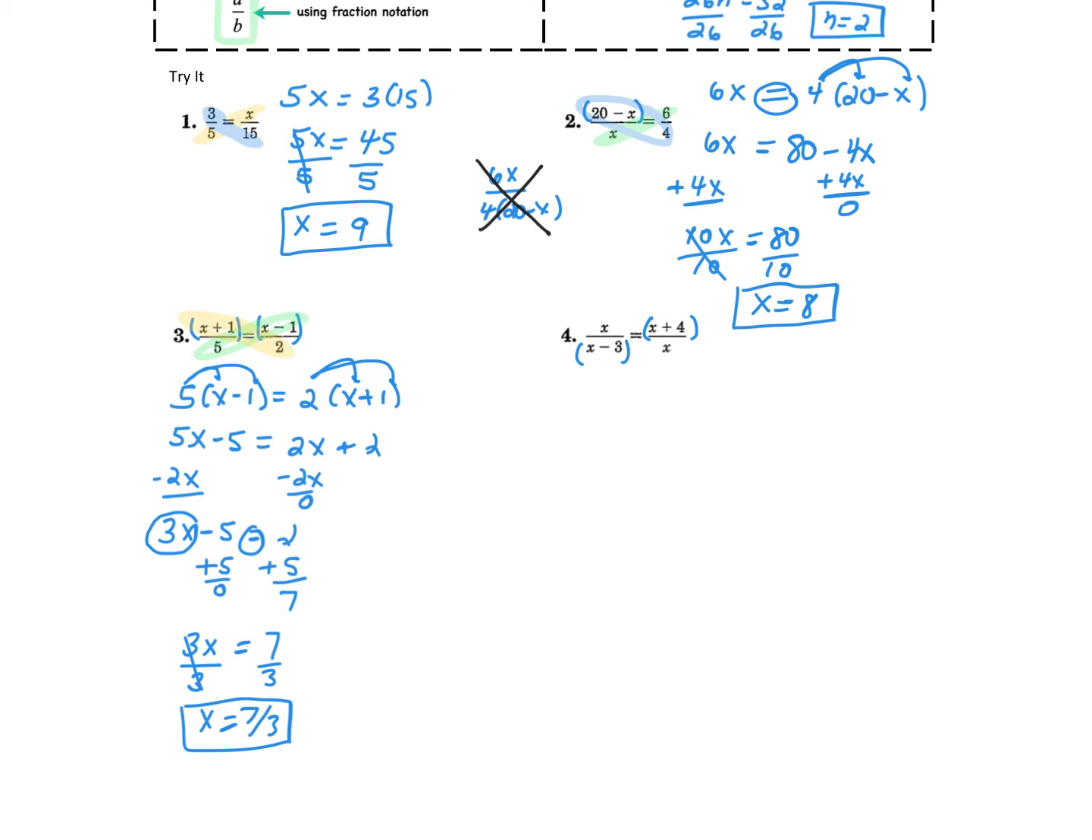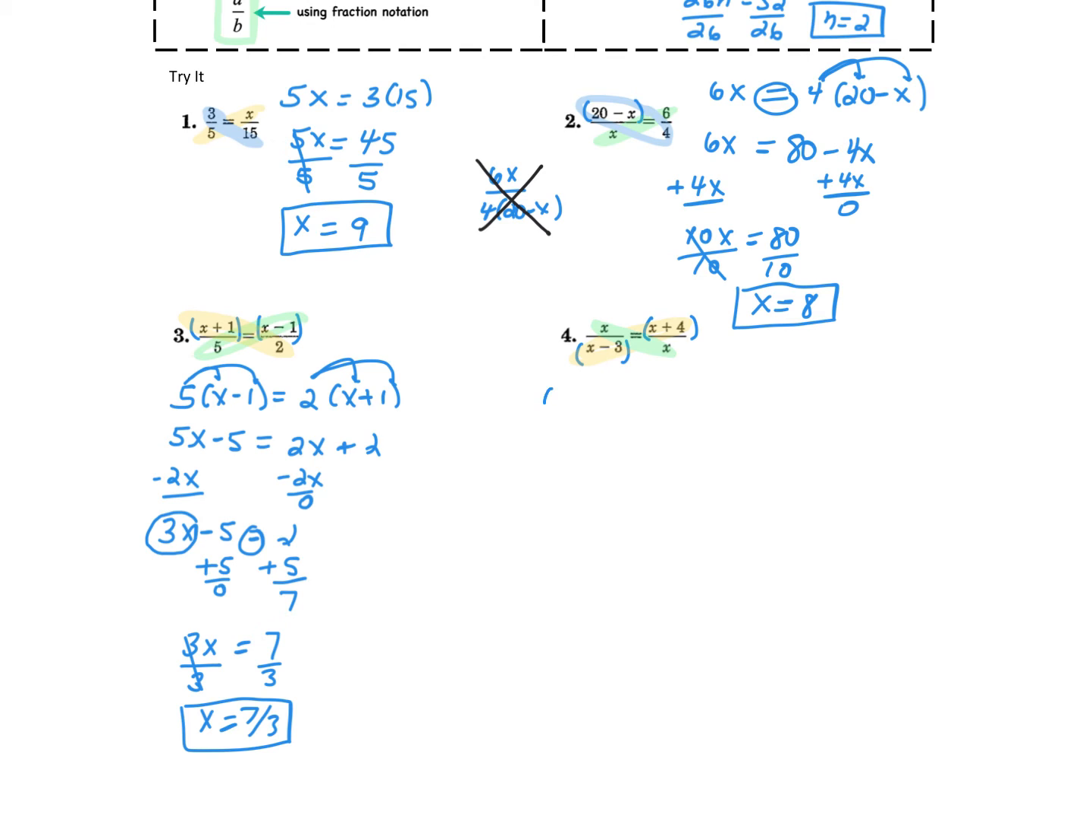All right, and number 4, when we cross multiply, we're going to see something a little different here. So this one, we're going to have to use our rules for exponents. So that might be a little bit of a review, a little bit of a stretch. Okay, it's been a while since you've done Algebra 1 completely.